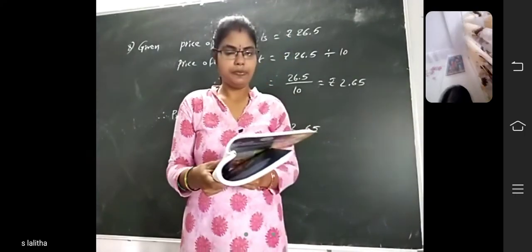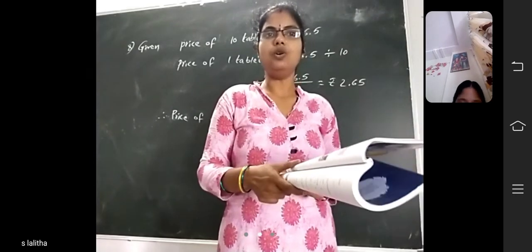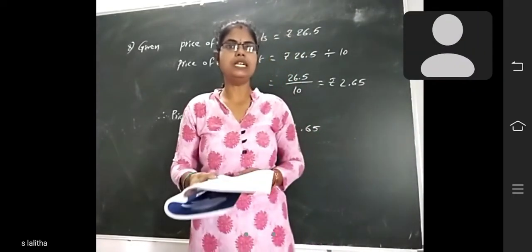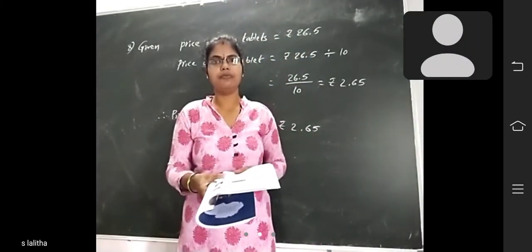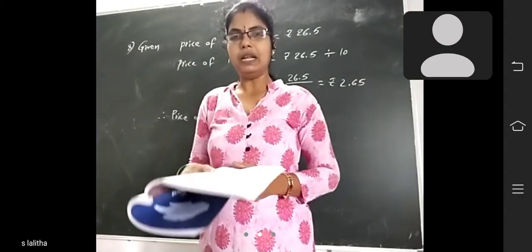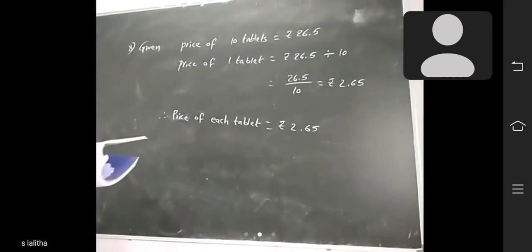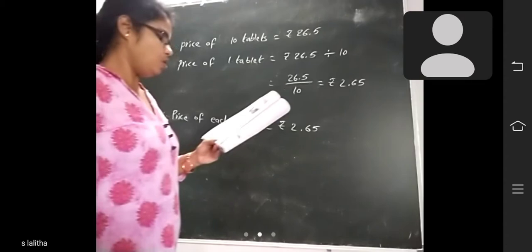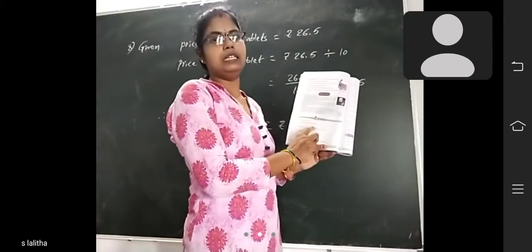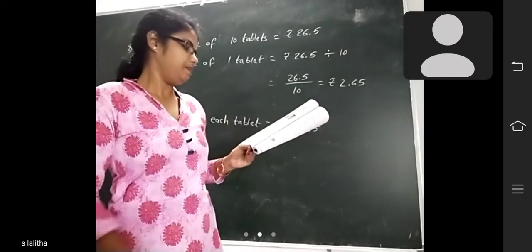I will explain. See. Choose the correct answer. The set of integers is denoted by which letter, children? Yes, capital Z. So capital Z or capital I. But here the options are given as capital Z only, not I. So you have to tick capital Z. Okay, the set of integers is denoted by capital Z.